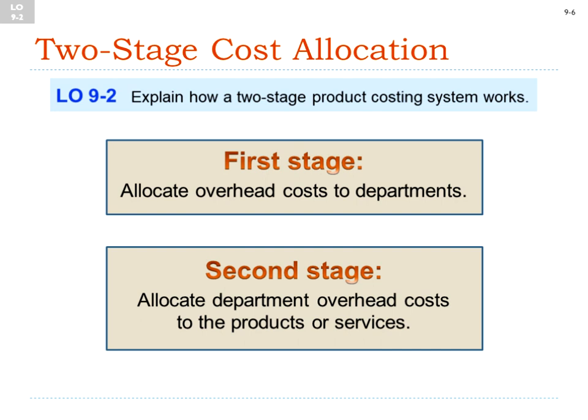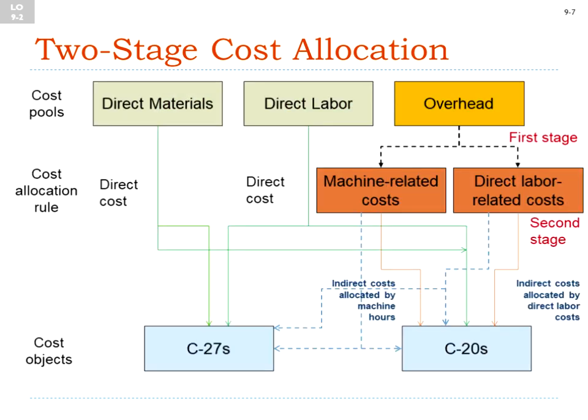All right, also in the chapter we're going to talk about the two-stage cost allocation system. First, costs are going to be allocated to departments, and we've done something similar to this in a prior chapter. And then second, we're going to allocate the department overhead costs to the products or services. So this should remind you of Chapter 6, where we discussed the two-stage approach to product costing.